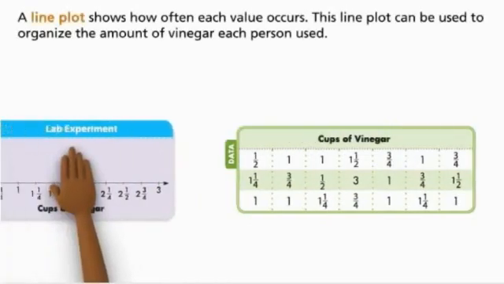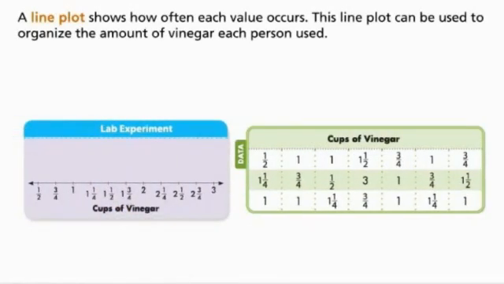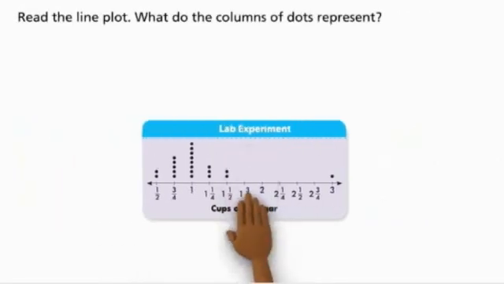A line plot shows how often each value occurs. This line plot can be used to organize the amount of vinegar each person used. Read the line plot. What do the columns of dots represent?